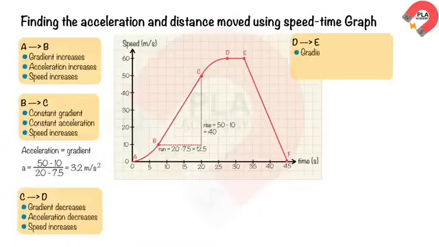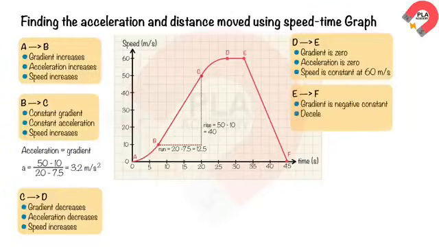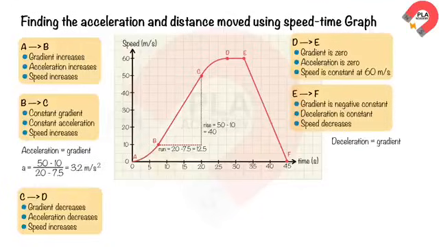Between D to E shows that the gradient is 0, so no acceleration, and the speed is constant at 60 meters per second. Between E to F shows that the gradient is negative constant, so the deceleration is constant, and the speed decreases. We can find the constant deceleration by the gradient of graph.